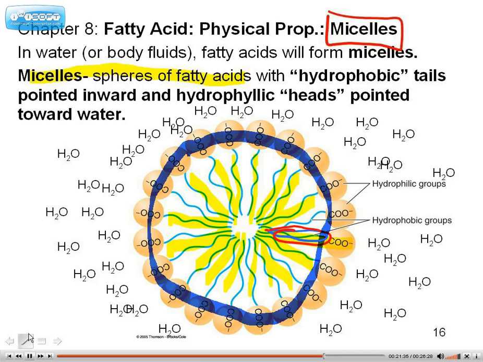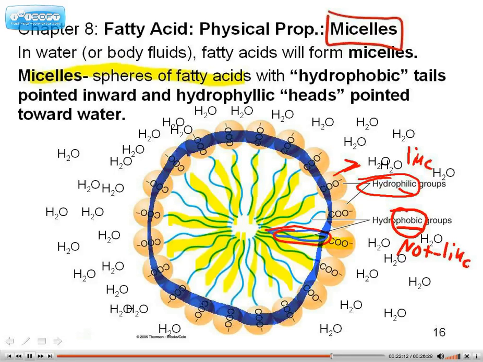Now, when it does this, we say it has specific properties where the polar section, which is attracted to the water, we say it's hydrophilic. Philic means it likes it. So hydro is water, so it likes the water part. So the hydrophilic portion of the fatty acid sticks out. The part that doesn't like the water, the nonpolar part, we say it's hydrophobic. Phobic means to not like. So the hydrophobic part, it points inward.